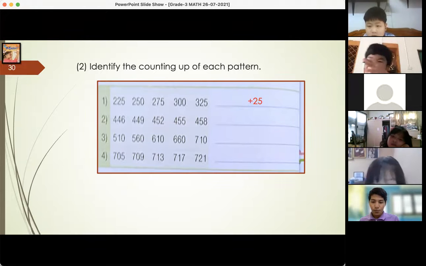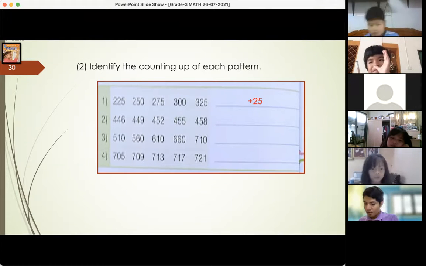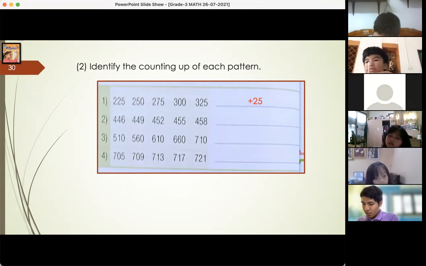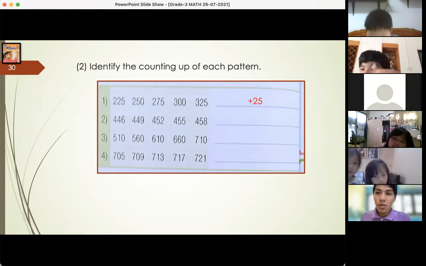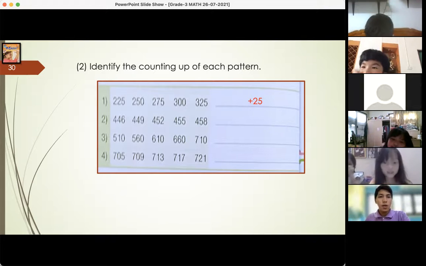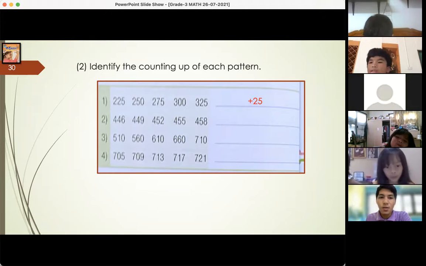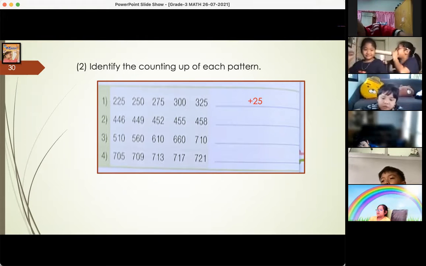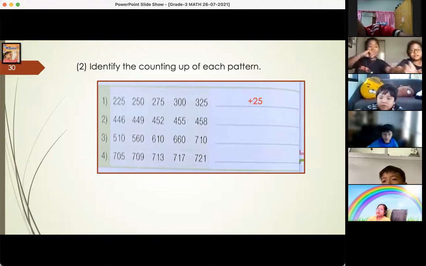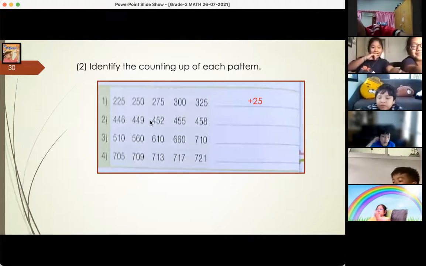Okay, number 2. Who wants to try? What is the relationship, or identify the counting up, of each pattern? Number 2, what is the relationship of this pattern? Very easy. Pim and Pie. Hello, Pim and Pie. Hi. What is the relationship of this pattern?